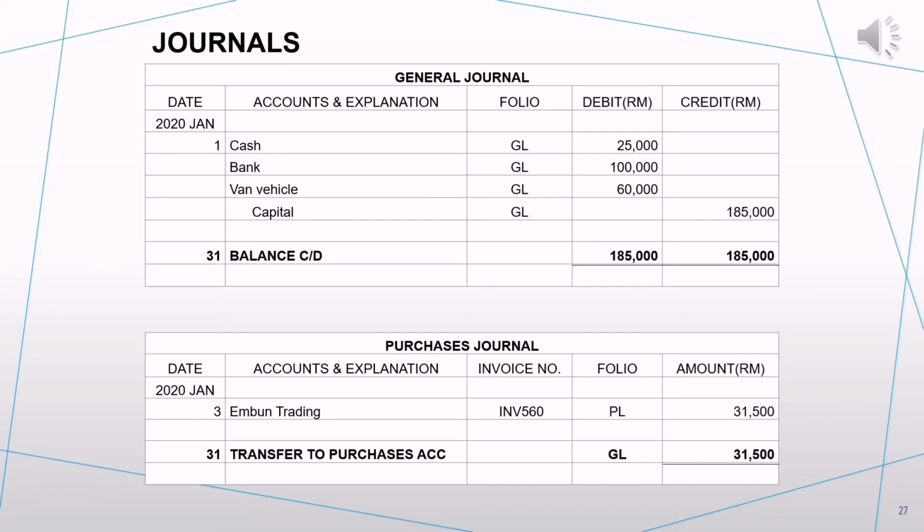Now, moving on to the journals. There are 3 steps we used when we record each of the related transactions. The first step is we identify the transaction and each account involved, such as the 1st January transaction. We can see there are cash, bank, van vehicle, and capital accounts. Then we determine which account is increased and decreased by using the rules of debit and credit. The assets increase and the capital is decreased. Then we put the transaction in the journal with a brief explanation. Like the 1st January, we simply put balance c/d.